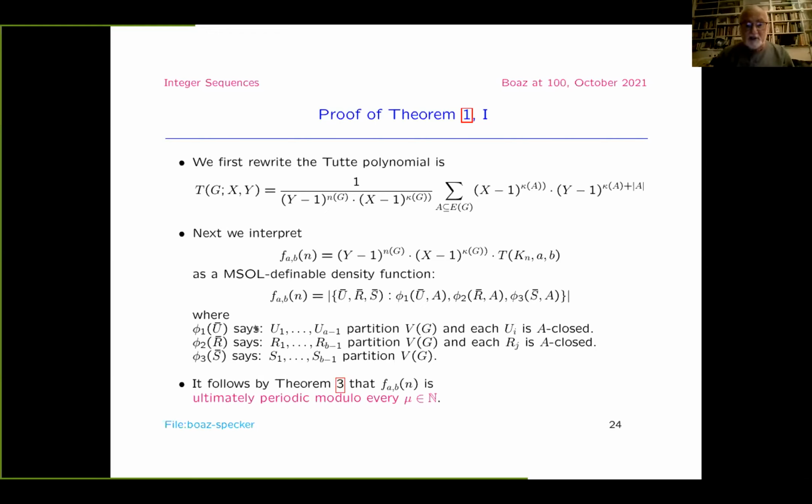Phi1 says that the u's form a partition. Phi2 says that the r's partition and each is A-closed. And Phi3 says that the s is also a partition. Now, all this can be said in monadic second order logic. So it follows that f(a)(b)(n) is ultimately periodic modulo every mu.